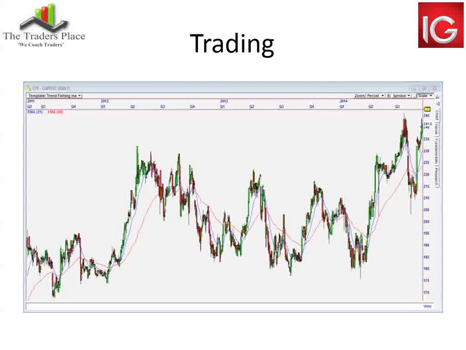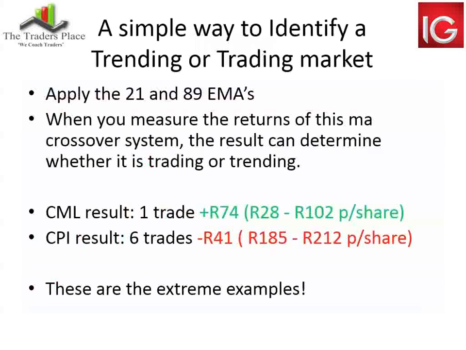Today we're just looking at the difference between the two, and one of the simple ways to identify a trending or a trading market, those of you that know me by now know 21 and 89 exponential moving averages is what I apply to all my charts. From gold to natural gas to currencies, everything on a daily chart and a weekly chart is done with the 21 and 89 exponential moving averages.